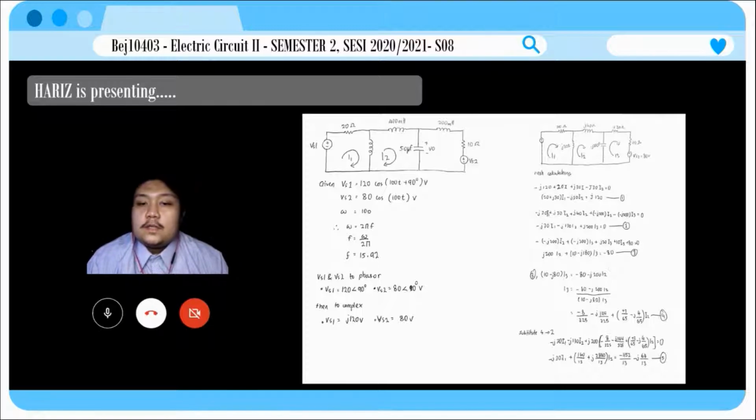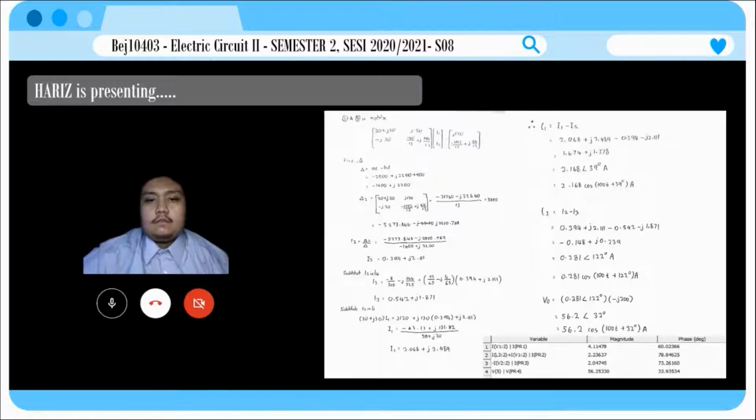Okay, as you can see, we use the mesh calculation, and from that we get 3 equations. After that, from the third equation we can find the fourth equation, and after we get the fourth equation, we substitute it into the second equation. Now for the next step, we put equations 1 and 5 in a matrix to find delta. Delta is AC minus BD, and then we get negative 1600 plus j2200.